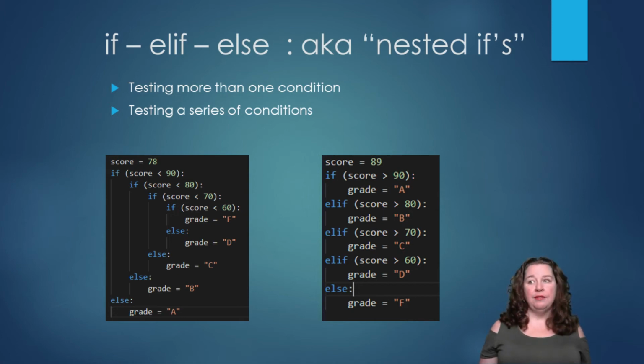So I can say if my score is greater than 90, then I have an A. Else, if my score is greater than 80. Well, I know it wasn't greater than 90 because I wouldn't be at this point if it was. So in this case, it must be less than 90 and greater than 80. So then I know I have a B. Else if my score is greater than 70. Again, I know I'm less than 80 because if I was greater than 80, I would have been picked in the previous two options. So I know I'm between 79 and 70. So then I know I have a C, and so on and so forth.